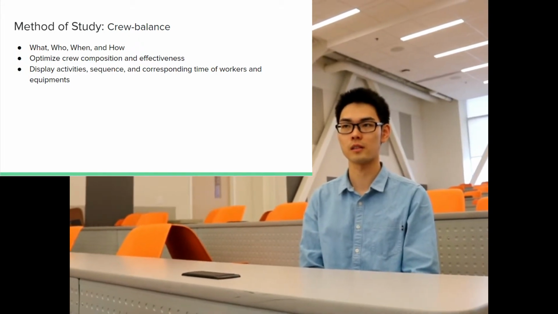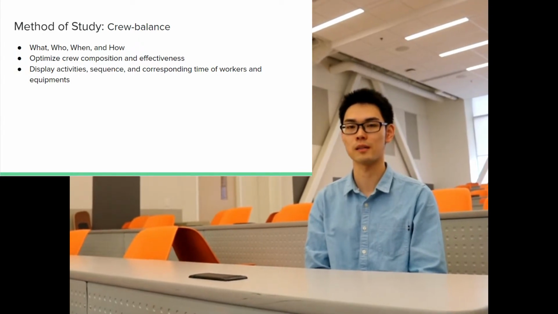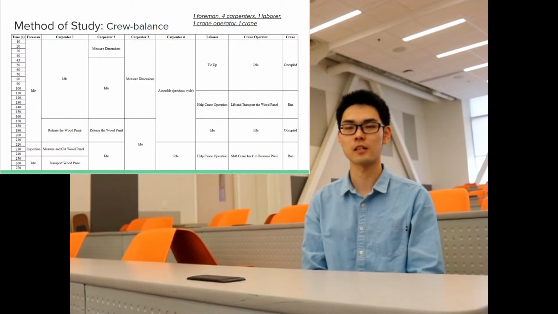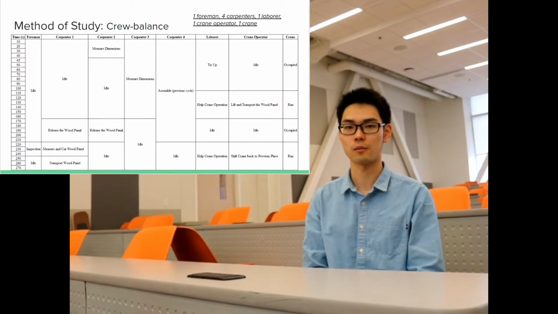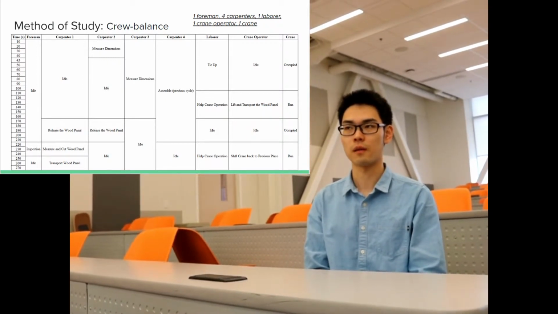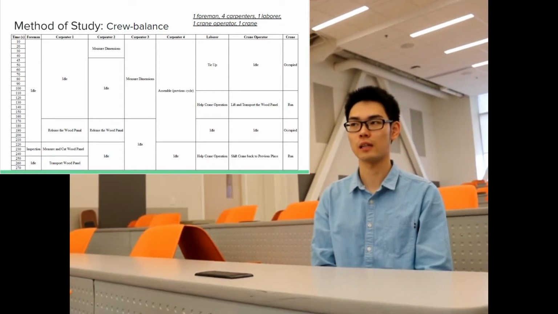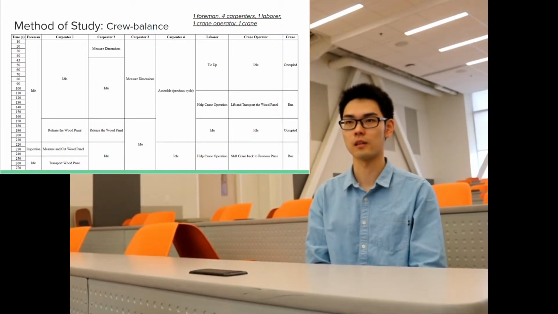The vertical bars display the activities, sequence, and the corresponding time of workers and equipment in a cycle. In the current wood panel installation cycle, there are 1 foreman, 4 carpenters, 1 laborer, 1 crane operator, and 1 crane. The total time of the current cycle is 270 seconds. We have ruled out activities that are irrelevant to the wood panel installation cycle in the video, and created the crew balance table of the current operation as shown.